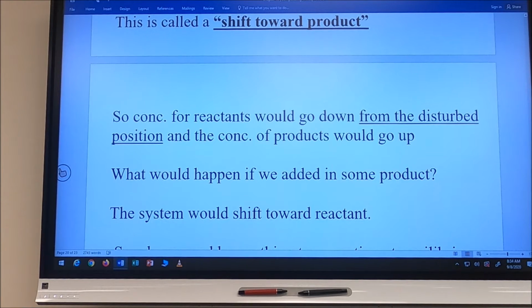What do you think if we added in a product? We dumped in some PCl5. Well, if I add in reactant and it shifts or runs toward product, if I add in a product, we're going to see a shift back toward reactant. So we're going to see a decrease in product from the disturbed position and an increase in reactants.